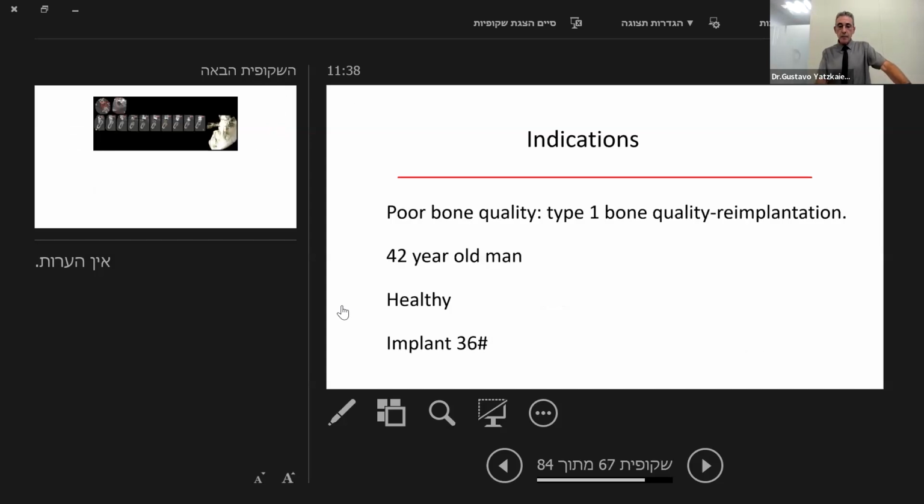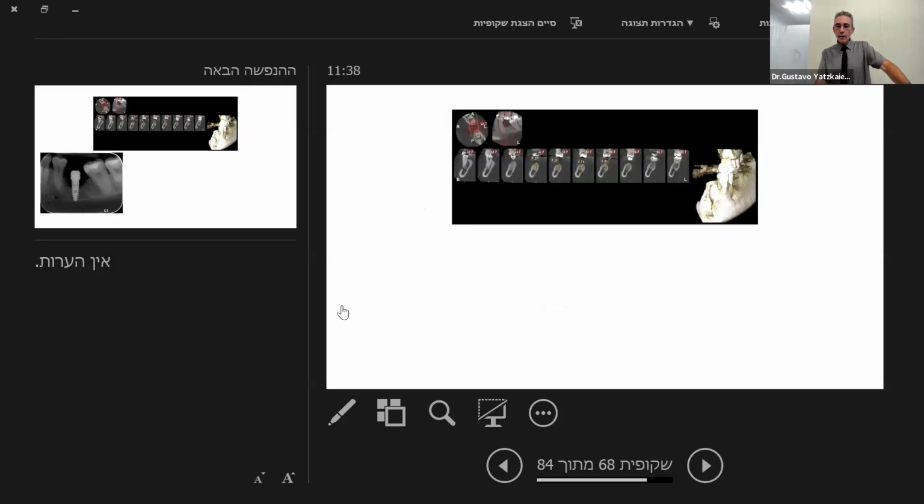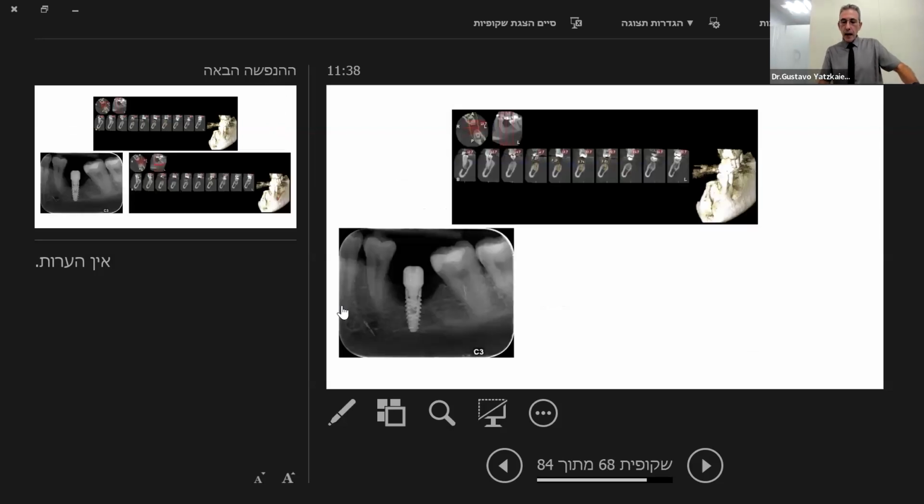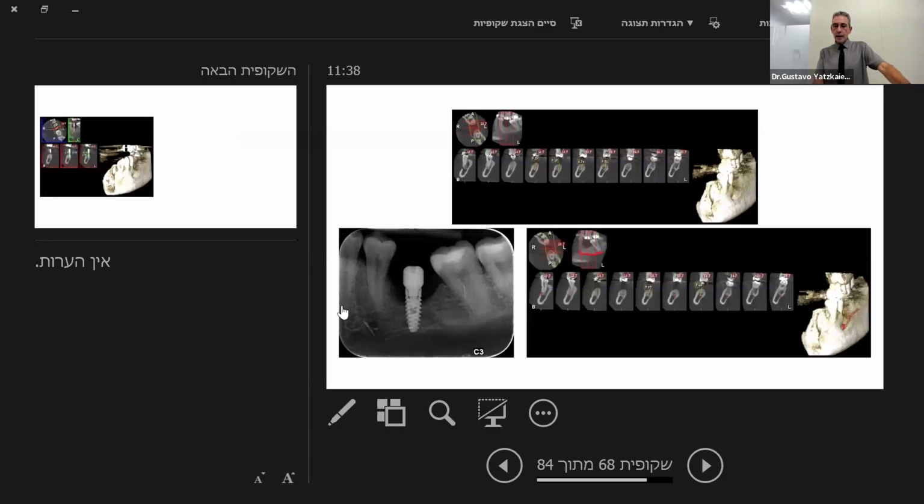The second case is a 42-year-old man, healthy, with an implant in the 36 position. In this case, the bone was type 1. The problem was that after I inserted the implant, I saw very fast cervical bone resorption. In this case, no play. I removed the implant immediately and waited for 3 months. We can see here the CT scan.